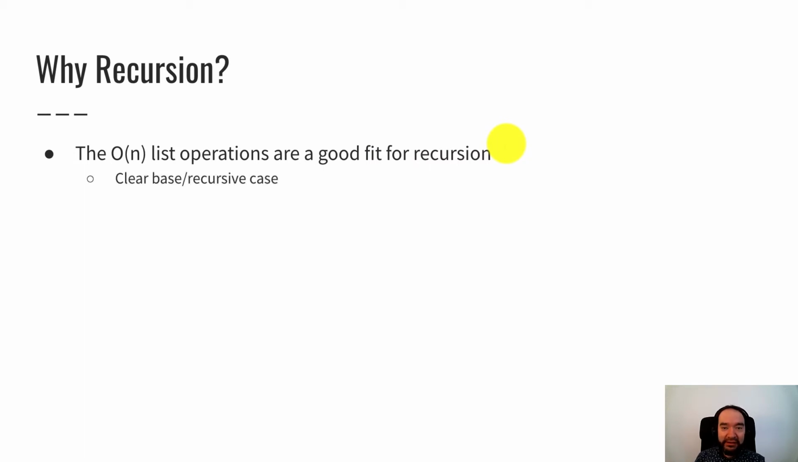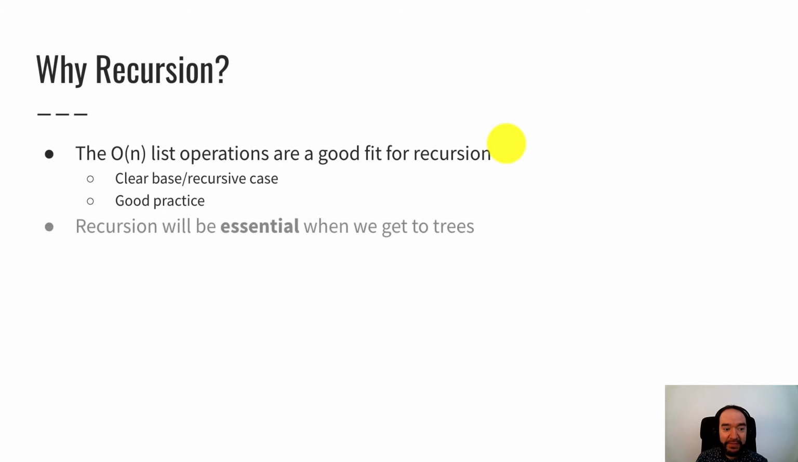There's a clear base case, which is like an empty list or nothing, and then a recursive case, which is when you have a node pointer and some stuff following it. So this is good practice in thinking about recursion and recursive thinking. Recursion is going to become essential when we get to trees.